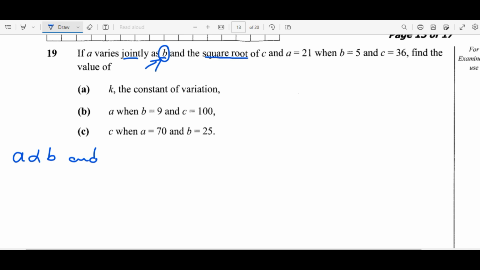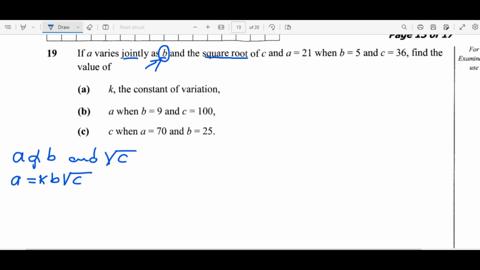So language in math is very important. Whenever you're told the square root of something, that something must be written under the square root. Then from there we need to form the equation. So a, this changes into an equal sign. Immediately after you change this into an equal sign, you introduce the constant of variation multiplied by b times the square root of c.